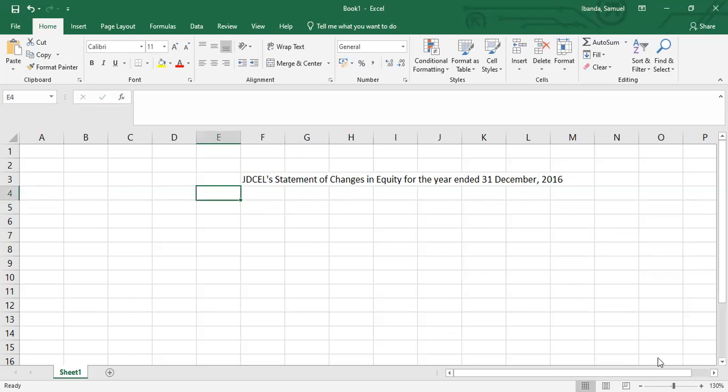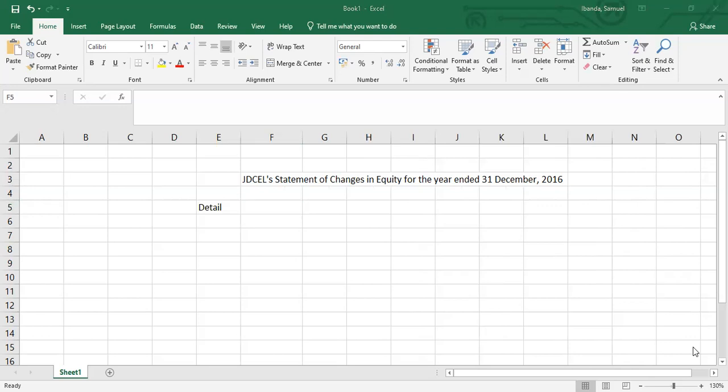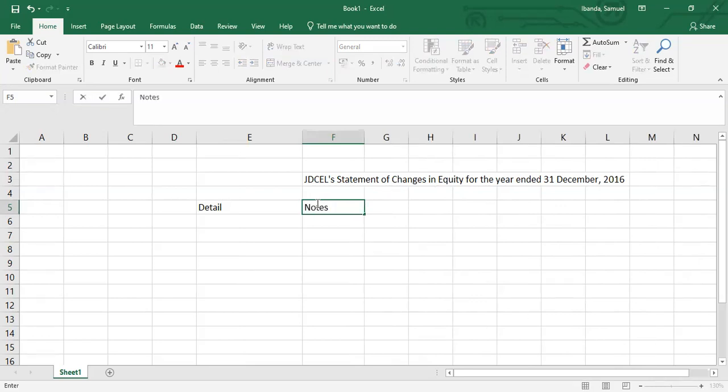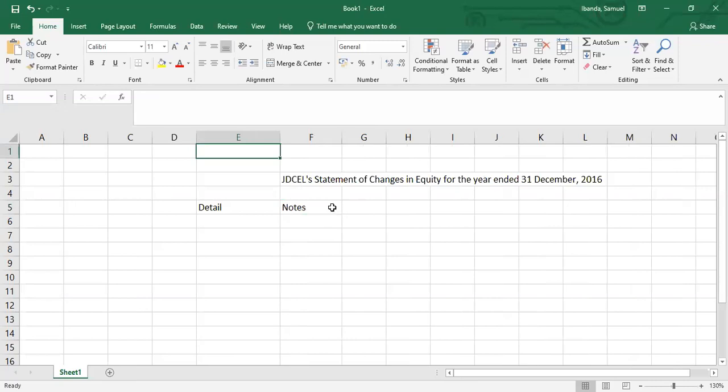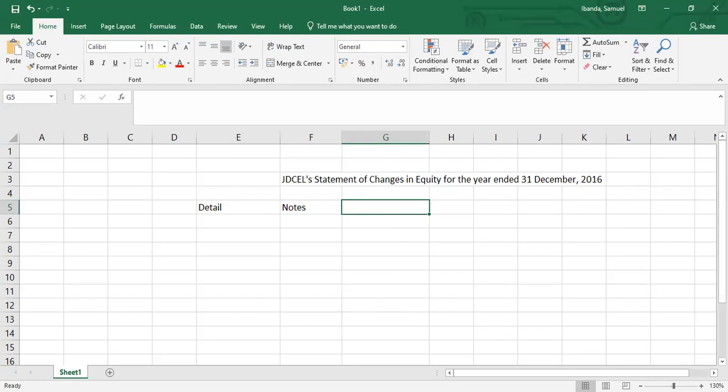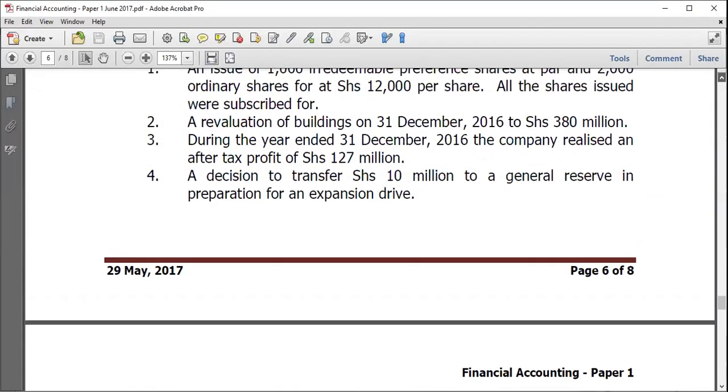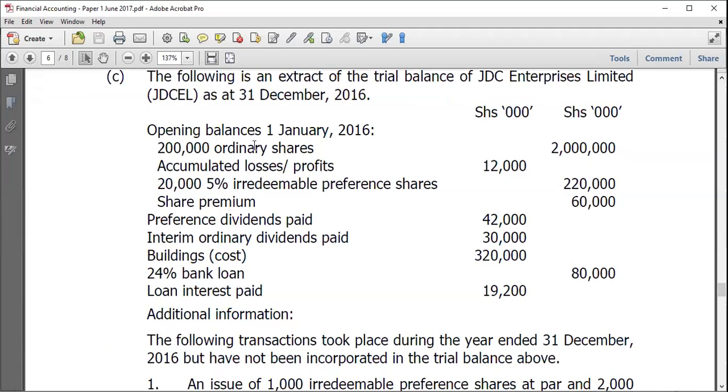So I'm going to have the first column. I'll have the detail, and then maybe we'll have the notes just to show where we should have put our working. And now we're going to start on the different columns that we have at hand. I'll just come back to the question and see what columns we need to include. So we'll have a column for ordinary share capital.